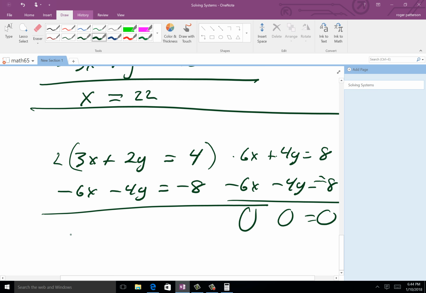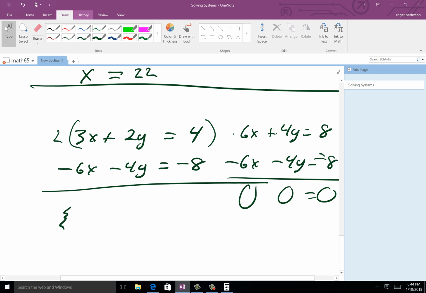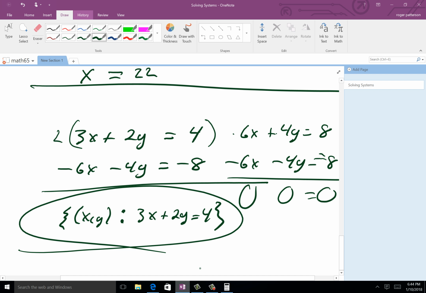So this would be the situation where these are the same lines. So we would go x comma y such that, and then just pick an equation to be your answer. That could be any equation at all. It could be either this one or this one. Both of them are true because they're the same line. So if you get a situation like that, that's what it's going to look like.